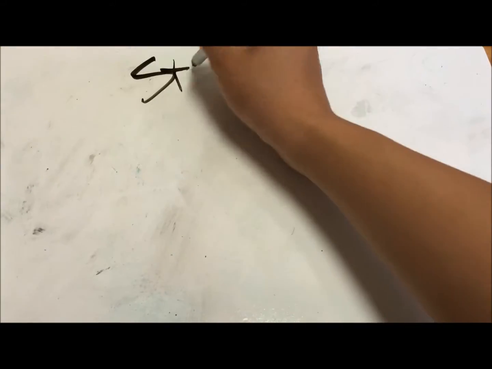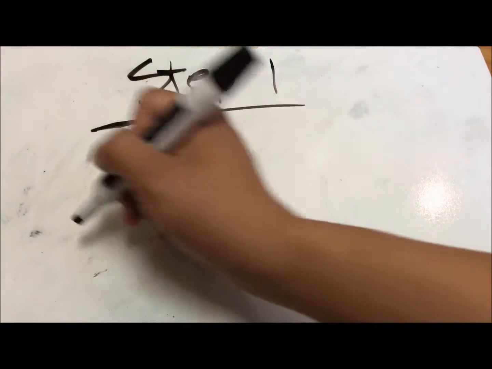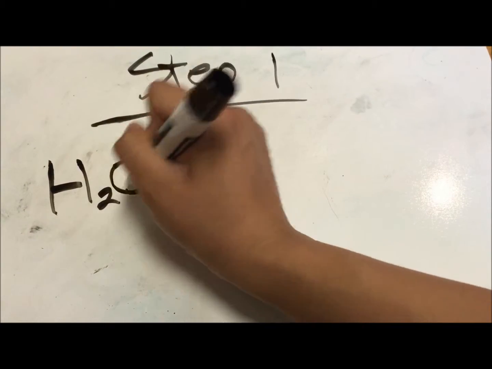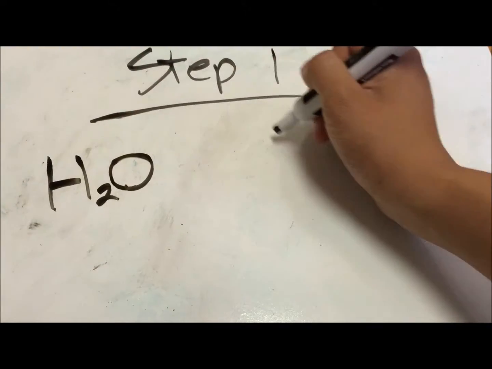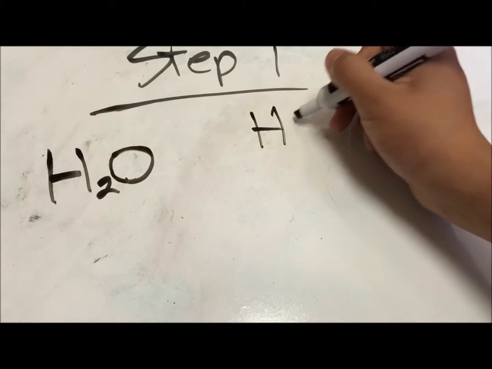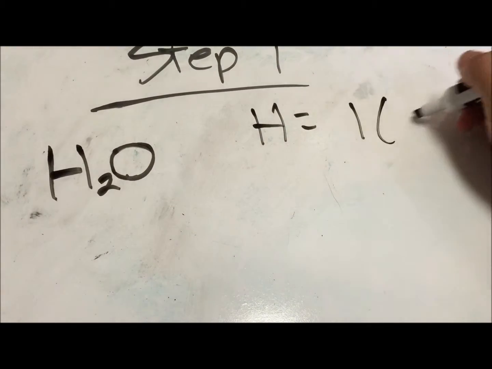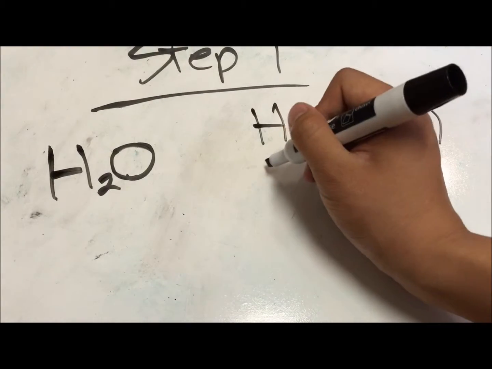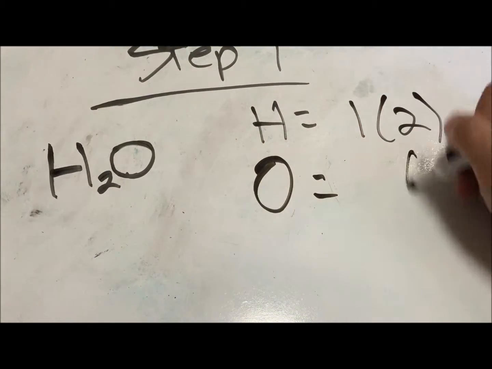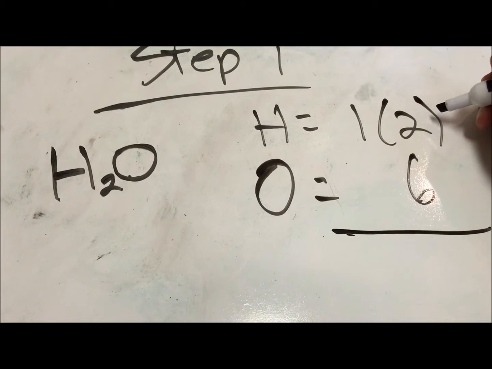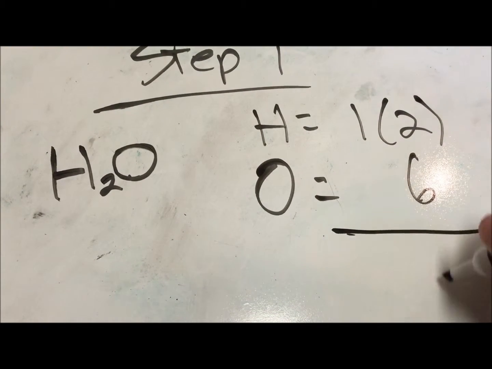Step 1. We're going to count how many valence electrons there are. So we're going to do H2O. Now, hydrogen has one valence electron. However, there are two atoms, so we're going to multiply it by 2. Next, oxygen has a total of 6 valence electrons. Now we're going to add them all together. 2 times 1 plus 6 is equal to 8.